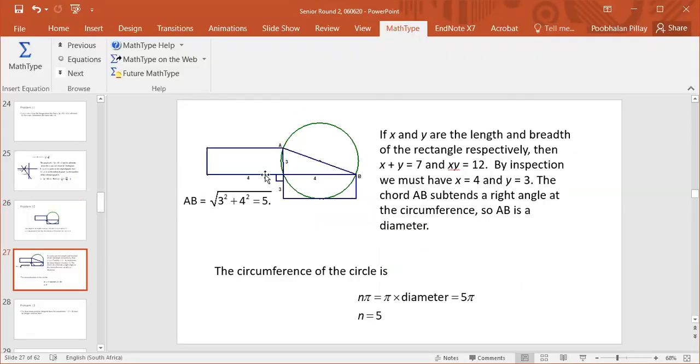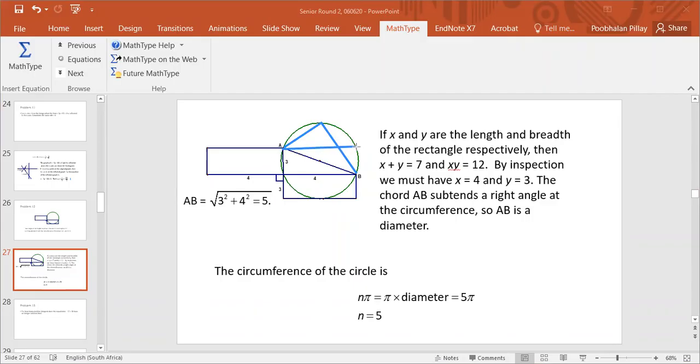Now, it's an important fact. The grade 10s might not be aware of this, but if you've got a circle and you've got a diameter, then if you take any point on the circumference, no matter where you take the point, like for instance here, and I'm going to join the ends of your diameter to that point, the nice thing is, this angle here will always be a right angle.